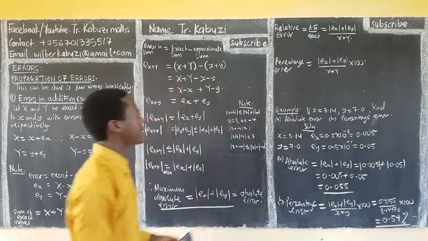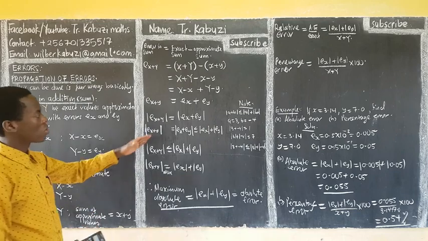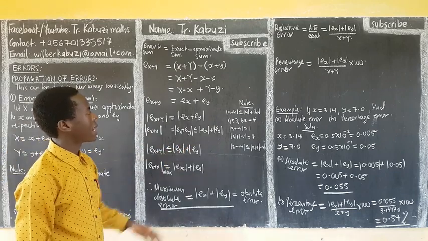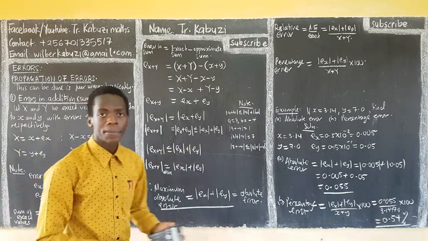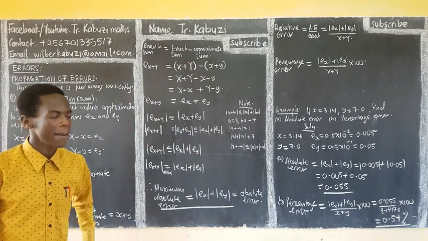So that's what we get. That's how you get the error in sum or errors in addition. But the conclusion matters from this step to that. In the next lesson we are going to see errors in subtraction.